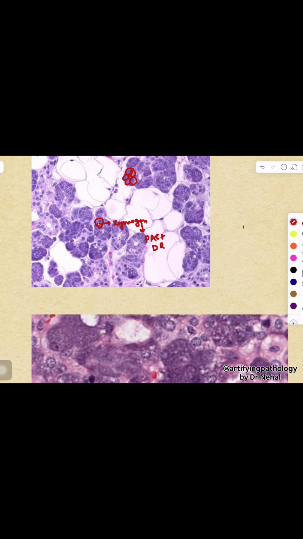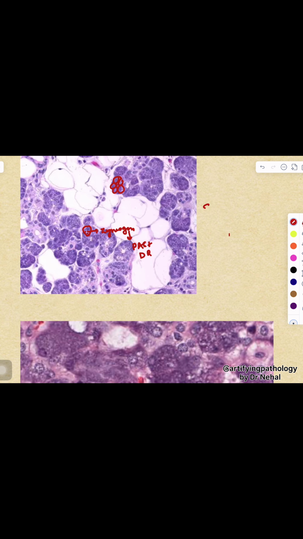These types of acinar cells are seen in salivary glands, more commonly in the parotid, but also in the submandibular as well as minor salivary glands. Acinar cells are also seen in the pancreas. Over there they are called pancreatic acinar cells.